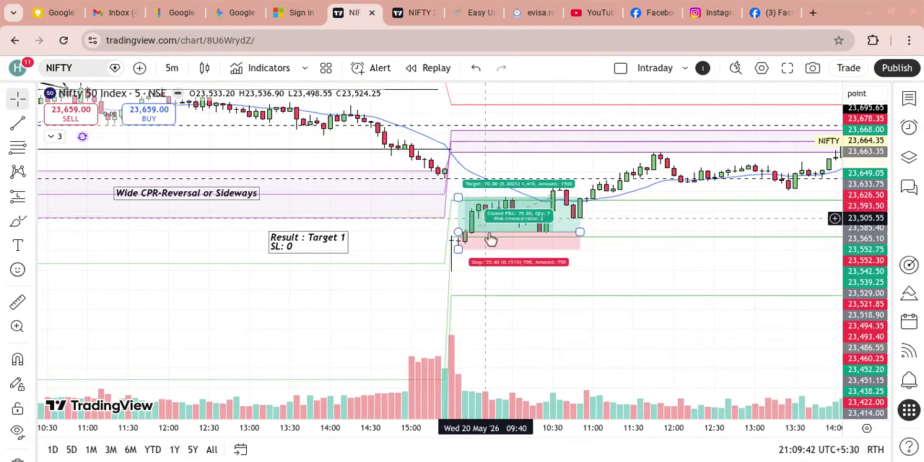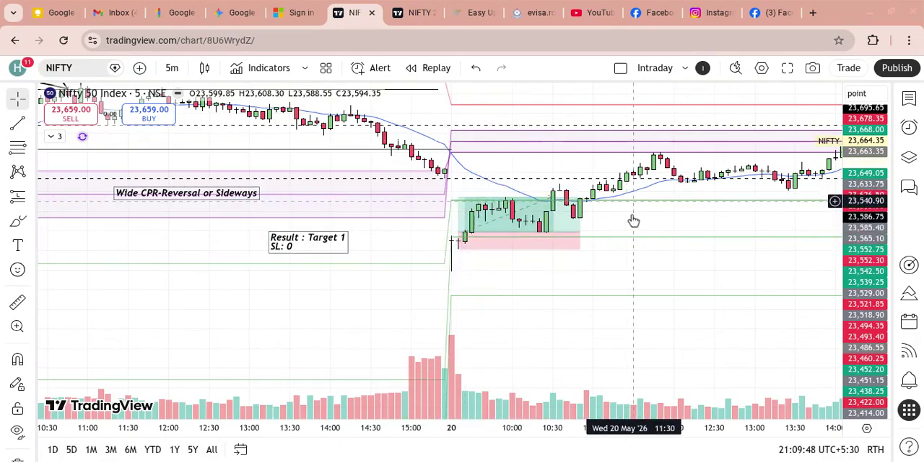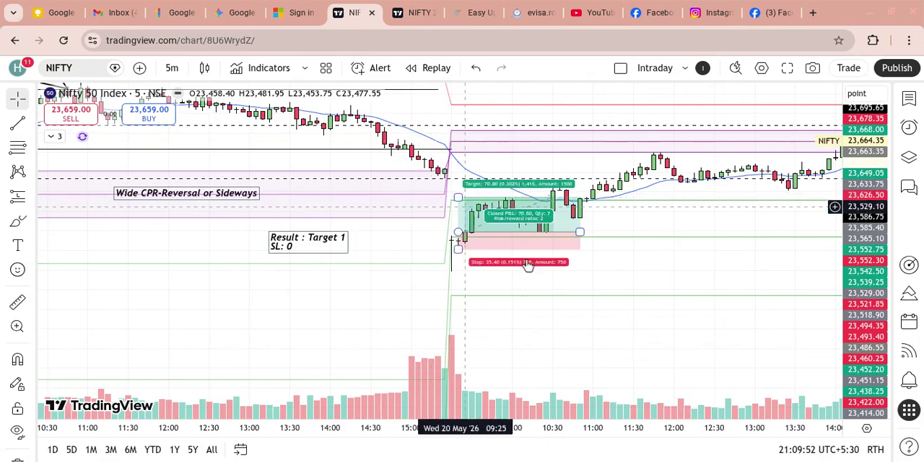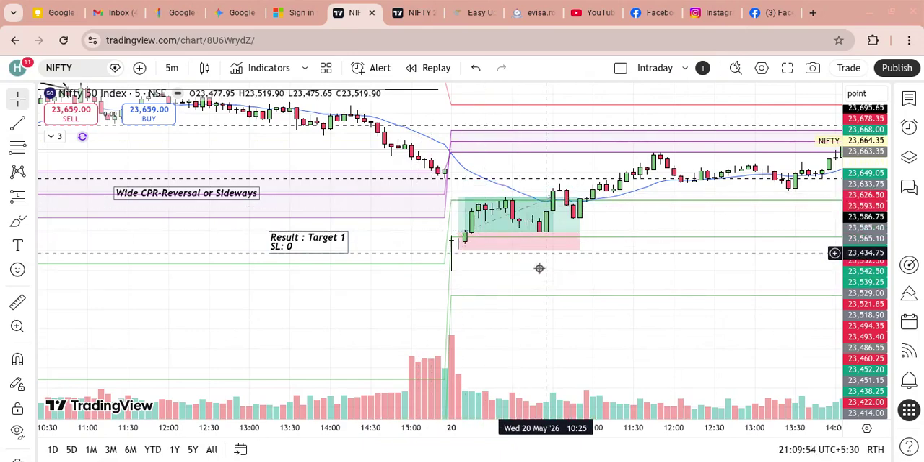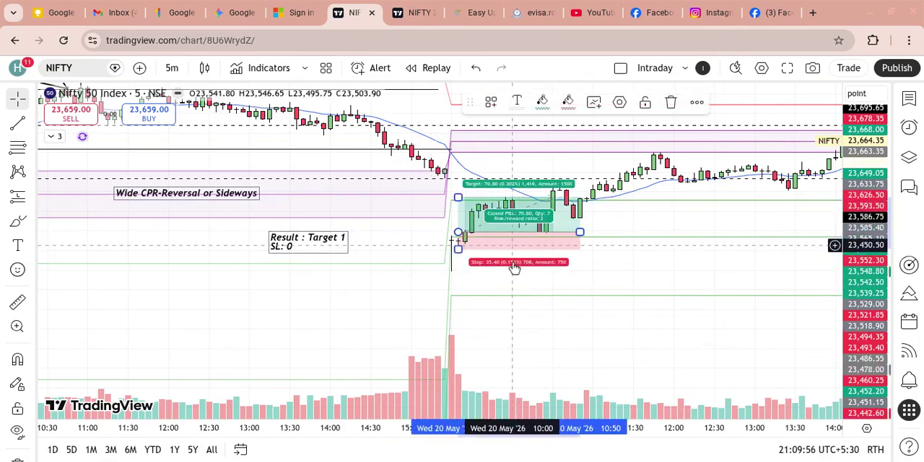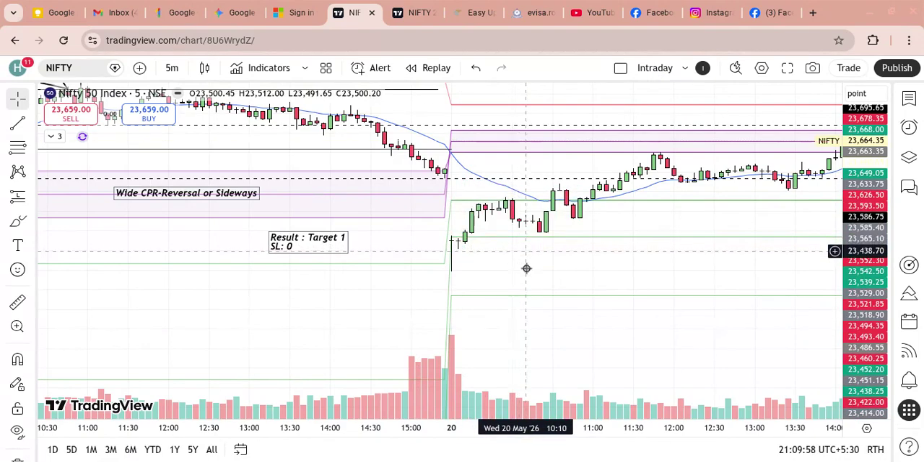So at least the candle has potential to move within the CPR. Okay, so we have to keep 1 is to 2 as a target, or this green pivot, or the central CPR, or 1 is to 2, whichever is closer. So the first trade achieved our target.